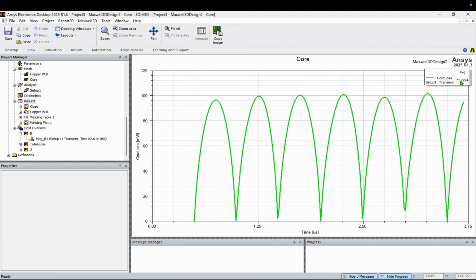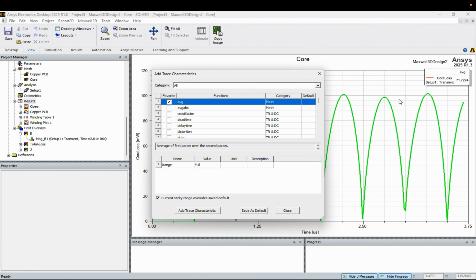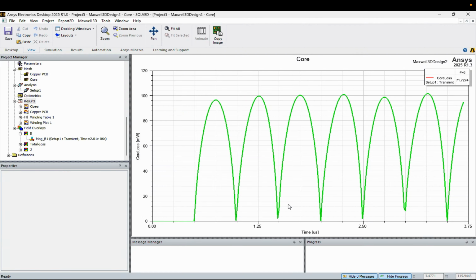So over here I'm getting 71.72 milliwatt average loss. I simulated only for a certain amount of time, 0 to 1 microsecond, 1 to 2. So what I did in trace characteristics, all the average I did from, let's say, 2 microsecond to 3 microsecond. That's how I did it to plot this one.